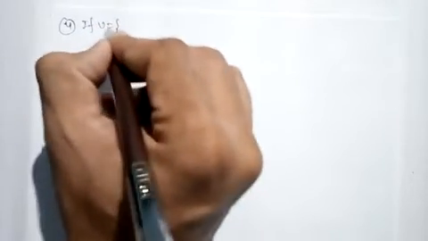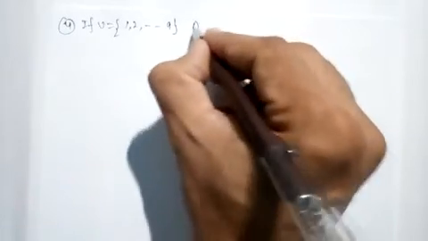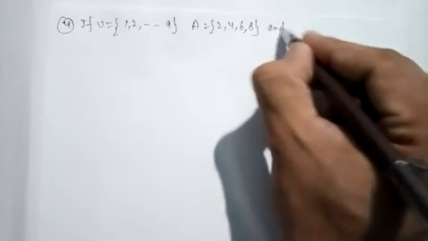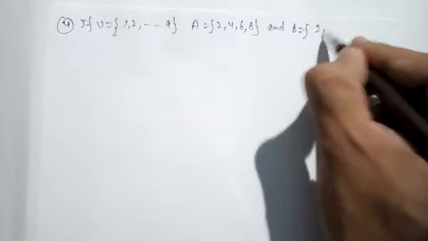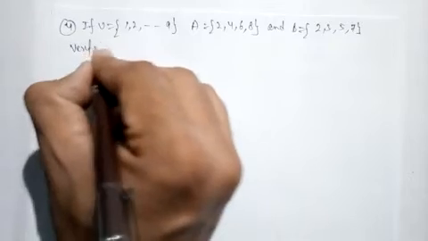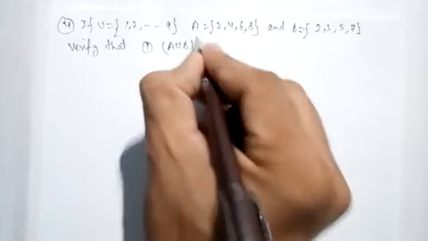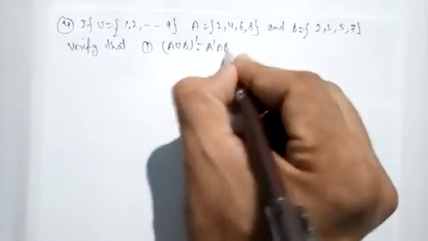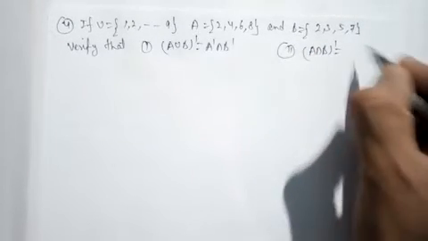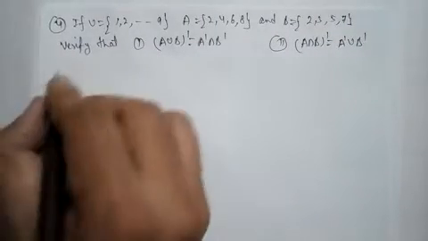If U equals 1, 2, up to 9, A equals 2, 4, 6, 8, and B equals 2, 3, 5, 7. Verify that, first, (A union B) complement equals A complement intersection B complement. Second, (A intersection B) complement equals A complement union B complement. Verify means we have to find the left hand side and the right hand side.